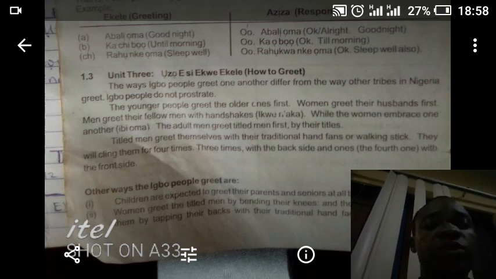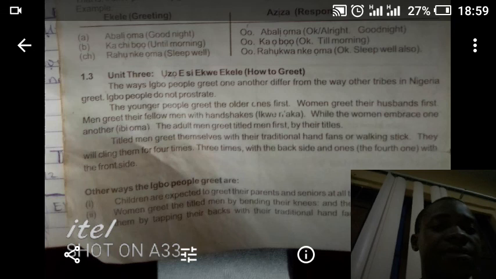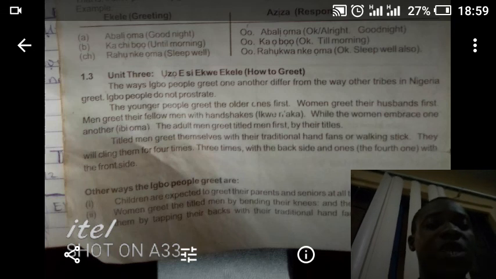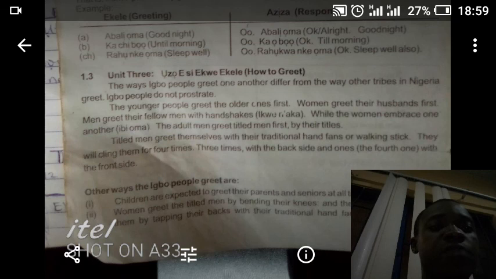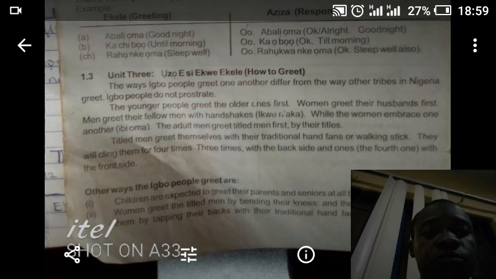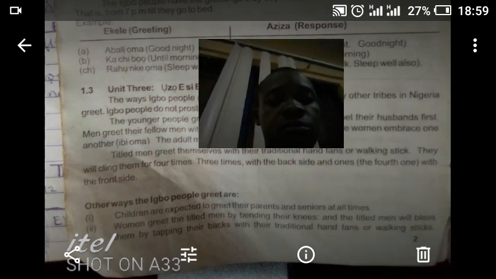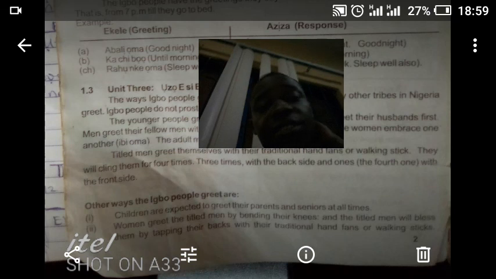The younger people greet the older ones first. Women greet their husband first. Men greet their fellow men with a handshake. Ikwe naka, that is the meaning of handshake in Igbo. Women embrace one another. So we do not prostrate, as you can see there.